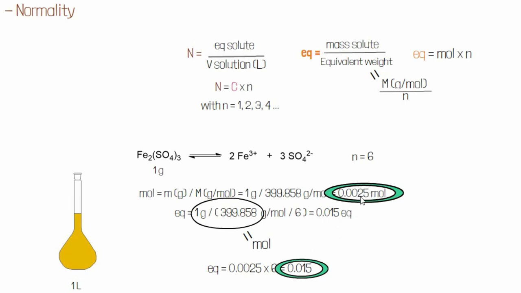So as you can see, normality is higher than molarity, okay, because it's molarity times 6, as we have already said here. So this is the concept of normality, which is slightly more complicated, but normality is not very used in chemistry, but probably you have to know that because during examination it will for sure be asked.